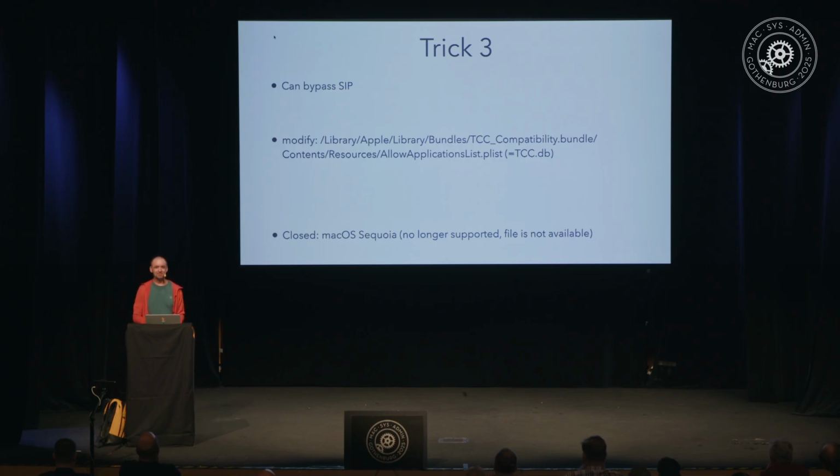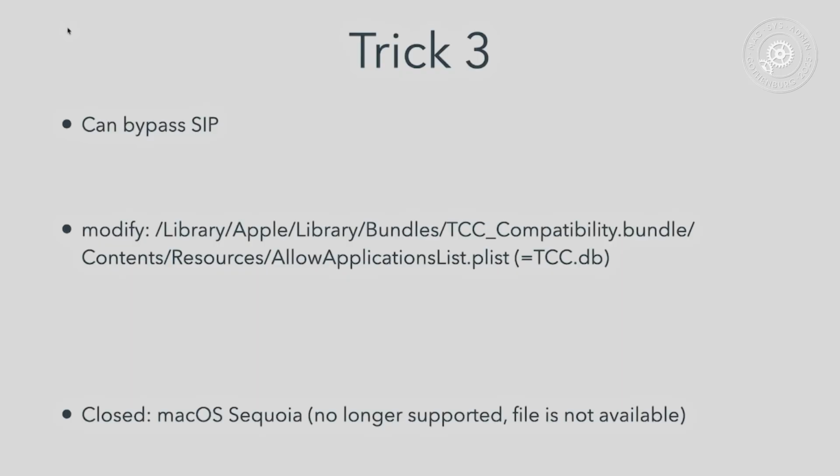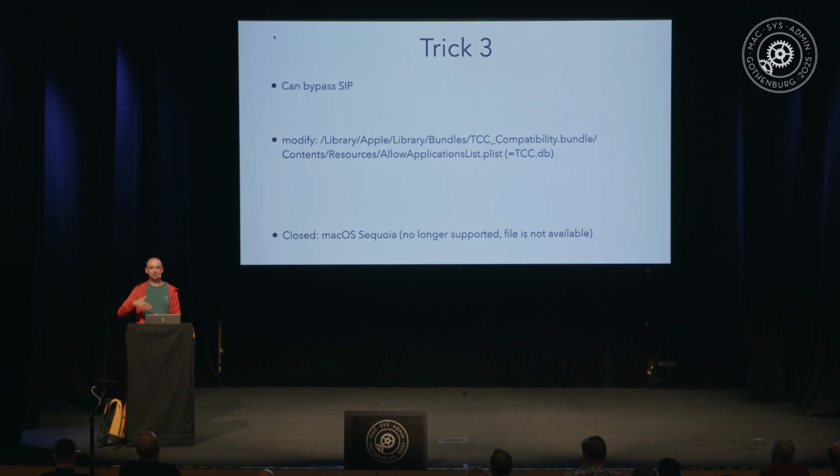OK, another one. Let's say you can bypass zip to some extent, and I want to use it for bypassing TCC. What I did in the past, I basically dropped a file in this location, the LO application list plist. Basically, it was like a hidden TCC database. If you added any entry into this list, like full disk access for terminal, it was taken into effect by TCC. They closed it in macOS Sequoia. This location doesn't exist anymore. It was needed a few years ago for some backward compatibility reason, but actually, this plist has been empty for years. So now it's just removed.